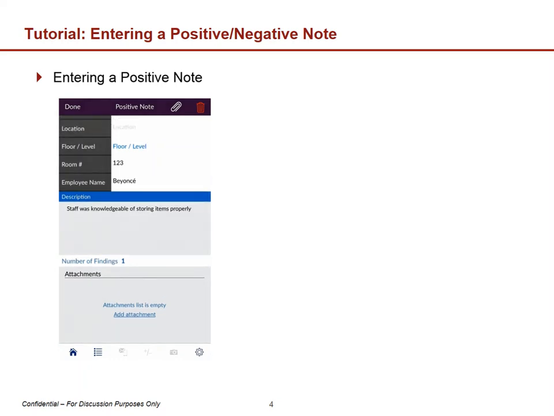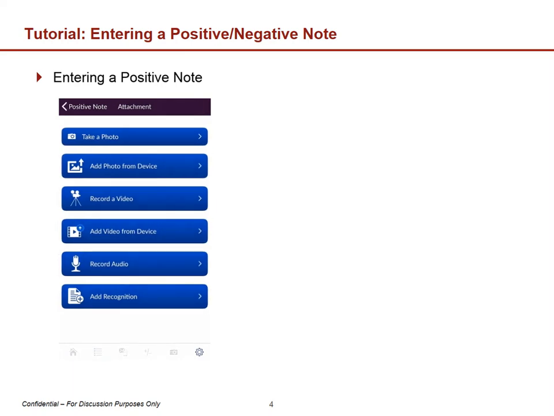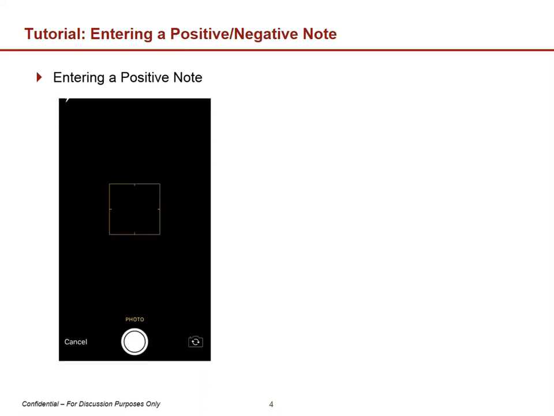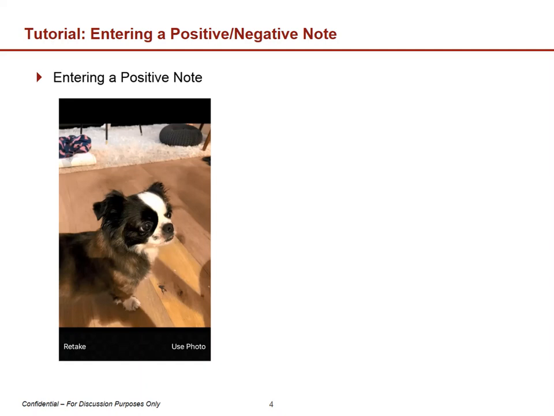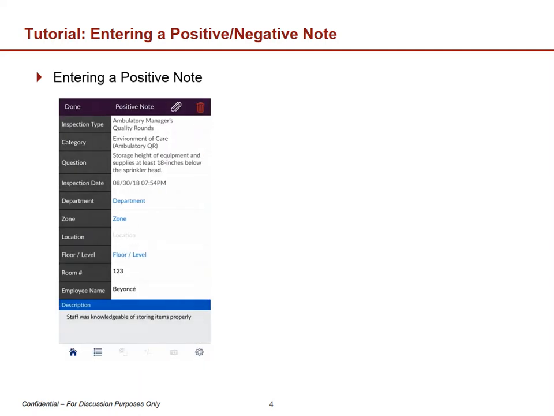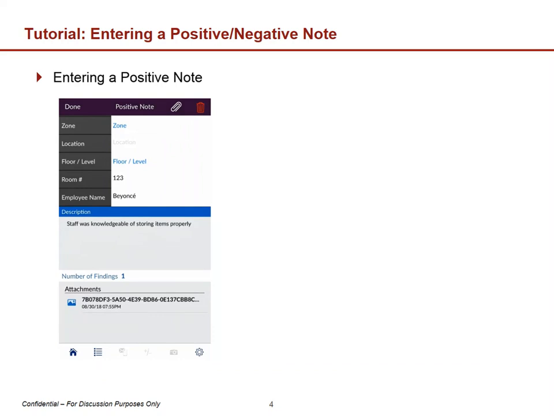You can also add attachments to your observations. If you select the paperclip icon, this will allow you to add pictures, videos, voice recordings, or recognition. We recommend that you take the picture using the camera in the app since it will be stored on the web. Once you add an attachment, it will become available at the bottom of your note.